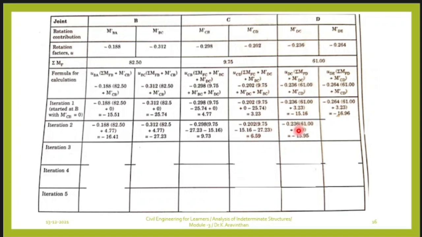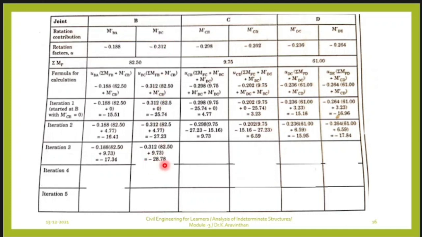6.59. Add this and multiply by 0.236, and the last value will be 61 plus 6.59 into 0.264. Now you will be coming to the third iteration, 17.34. Yes, that is MFB. The answer is 82.5 and m dash CB. What is m dash CB? The value is 9.73. Add this and multiply by 0.312.